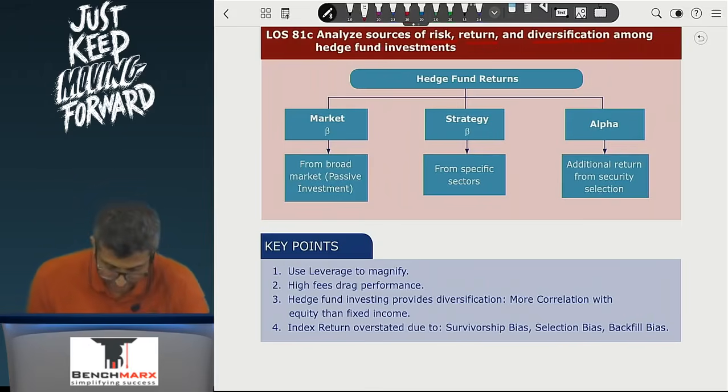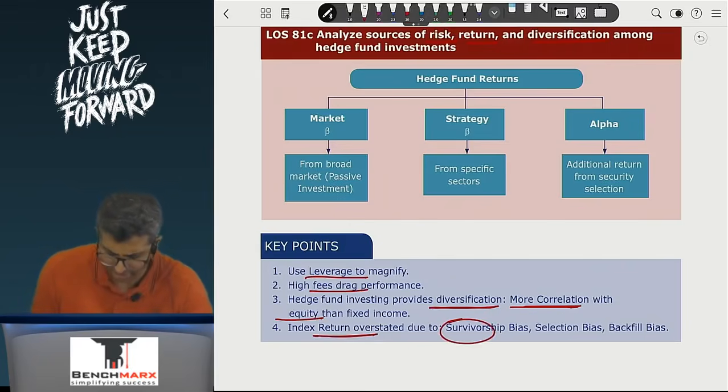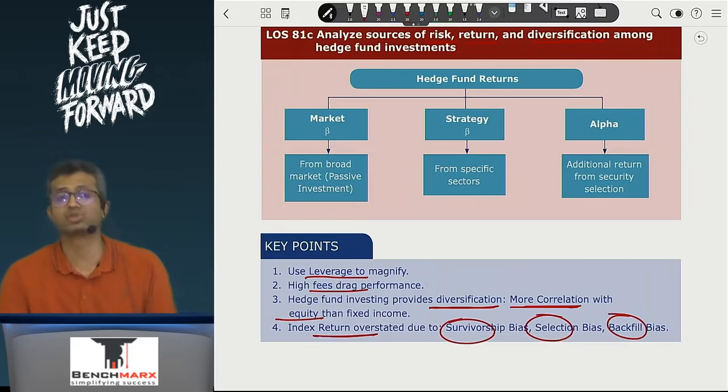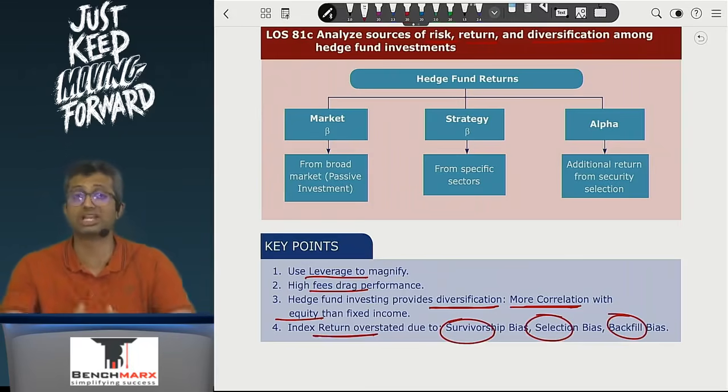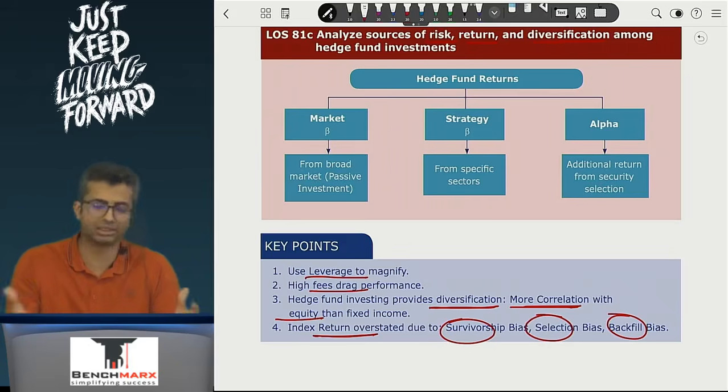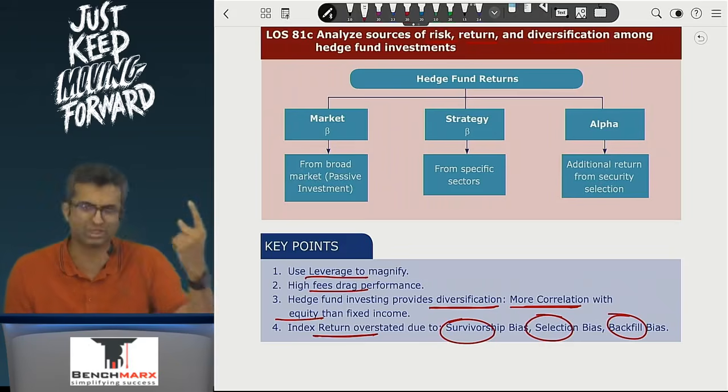So when I look at key points, hedge funds use leverage to magnify their performance, before fees. It provides diversification, but there is more correlation with equity, and index returns again may be overstated, due to the same survivorship, selection and backfill bias. The returns of a hedge fund can be broken down into three categories, like the market beta. If the market moves, the hedge fund will also get some return, whether they are long or short. So that is market beta.